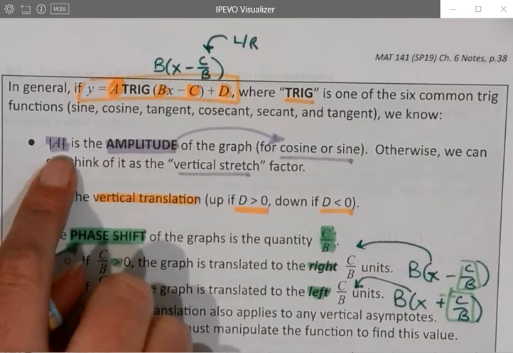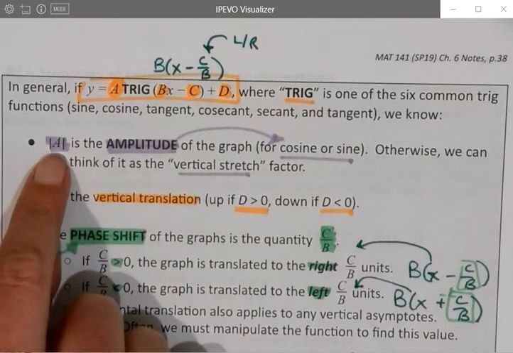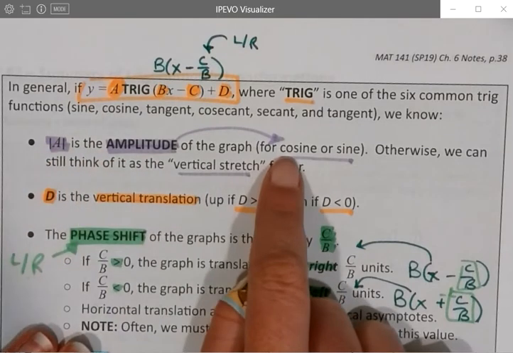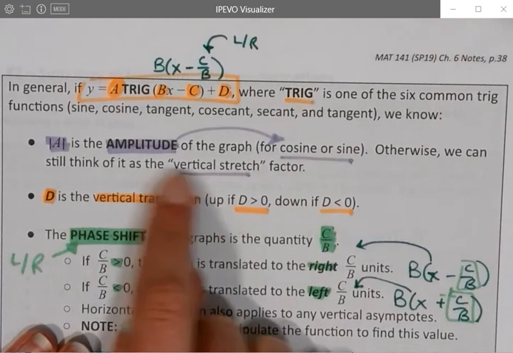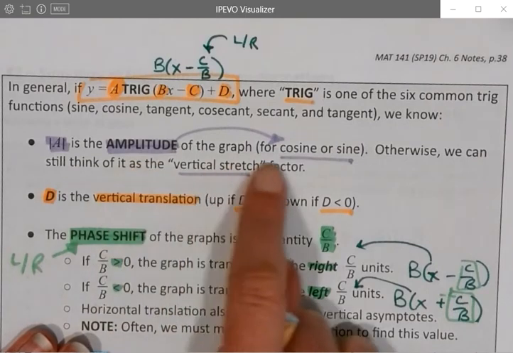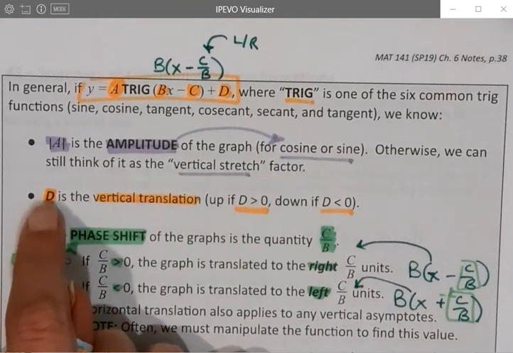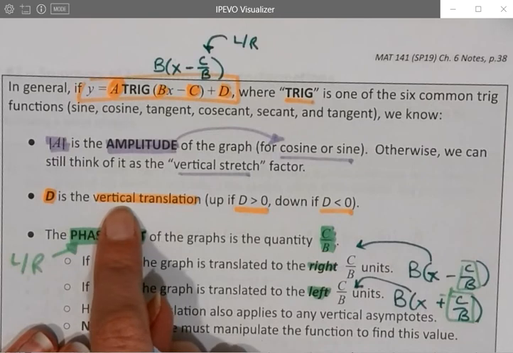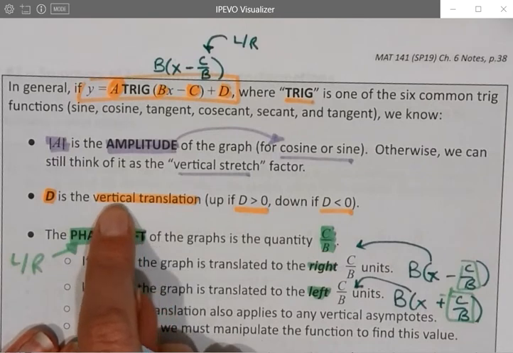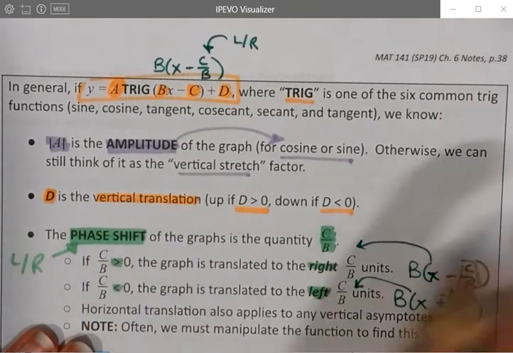So first, we have the A value is also called amplitude if you're talking about the graph of sine or cosine. If it's not sine or cosine, we just call it the vertical stretch factor as we were doing before and as we do in previous types of graphs, but it's got a special name, amplitude, for graphs of sine and cosine. Then D, which is the vertical translation, doesn't get a fancy name. It's always been called vertical translation or shift up, shift down. Vertical translation is already its fancy name, I guess.